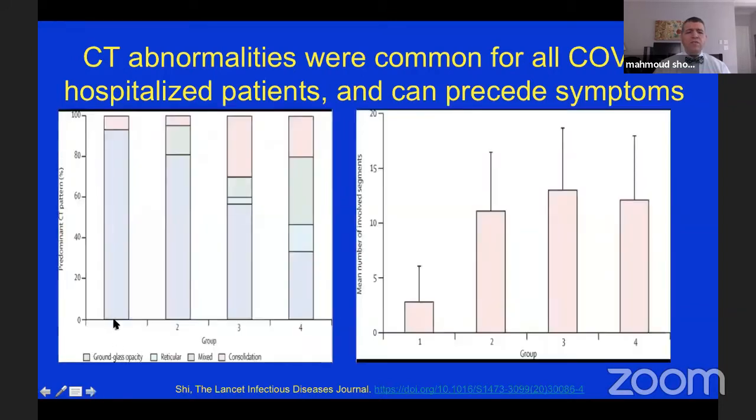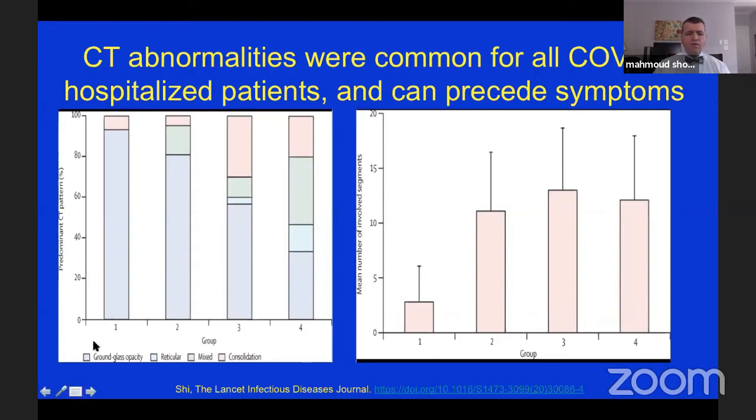And interestingly, if you look at this, in the subclinical group 1, almost 90% of them had ground glass opacities on their CT scans. And with time, you are seeing more of the consolidation, more of the mixed reticulonodular pattern. And this is important if we are looking at serial CT.